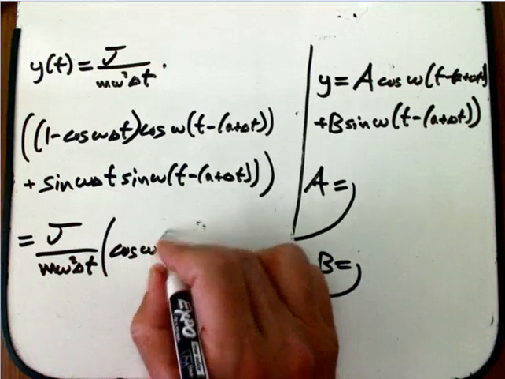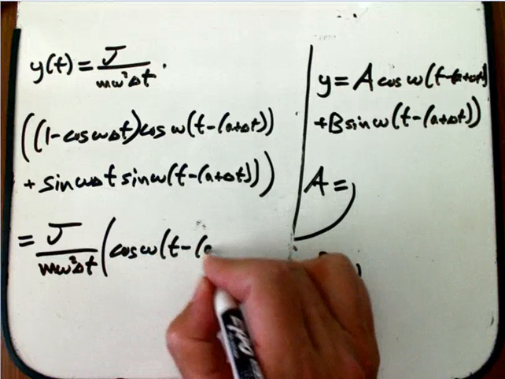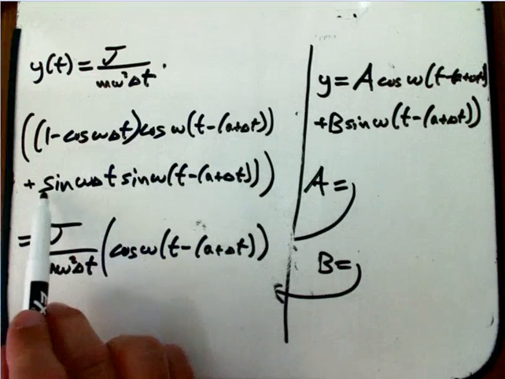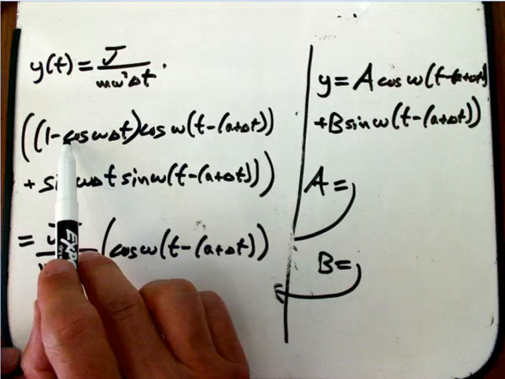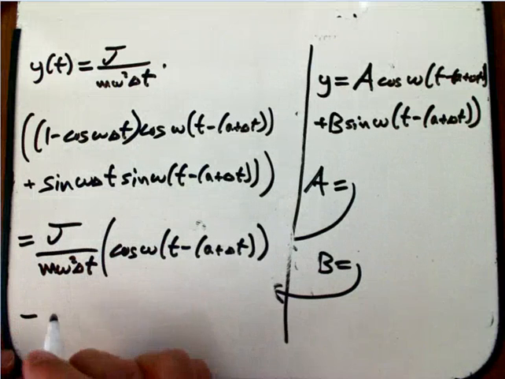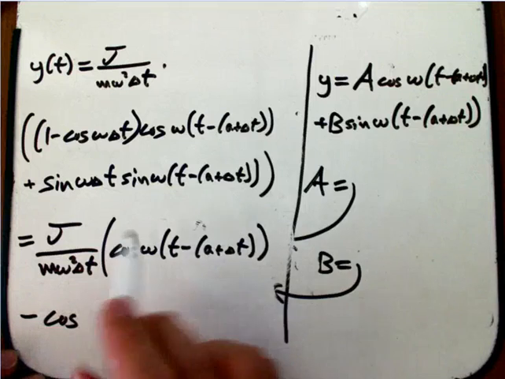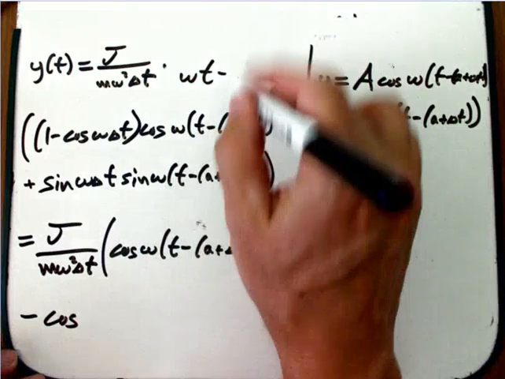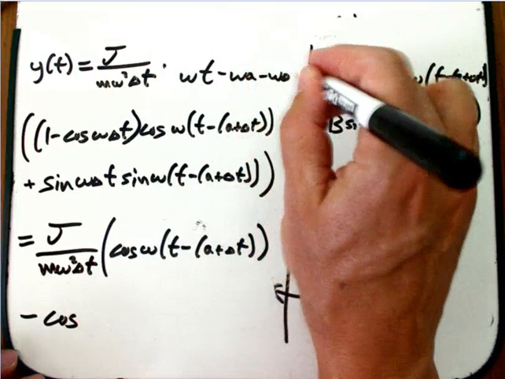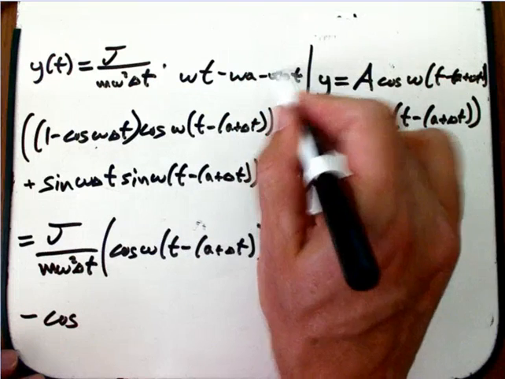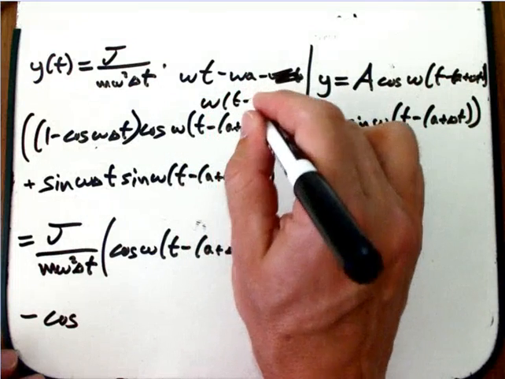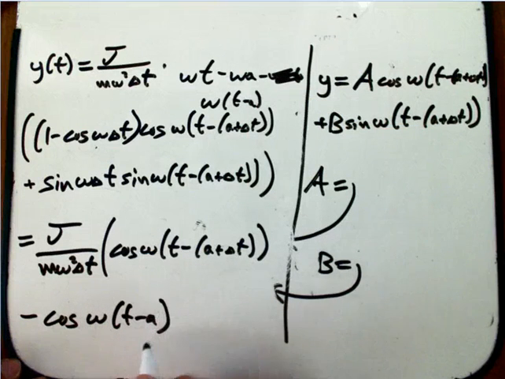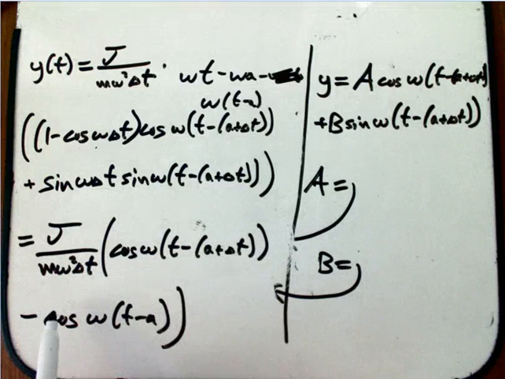That's cosine omega times t minus a plus delta t. Okay, and then it's going to be minus the sine, and plus cosine, cosine. So I'm going to put a minus in front, and then that's just the cosine sum formula. And what are we getting? We're getting omega t minus omega a minus omega delta t, and then plus omega delta t. Boom, goes away. So it's just omega times t minus a. Oh, hey. So this is a cosine of omega t minus a, and then that's all times the j over m omega squared delta t.